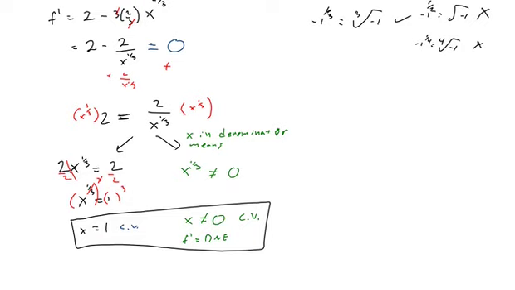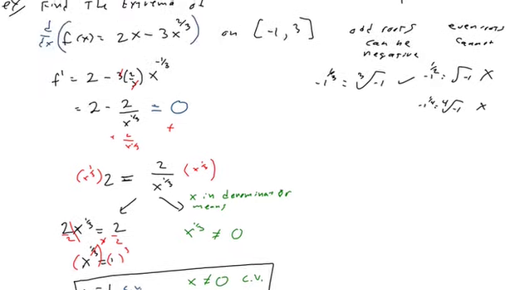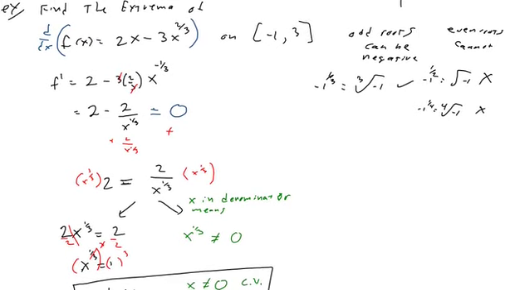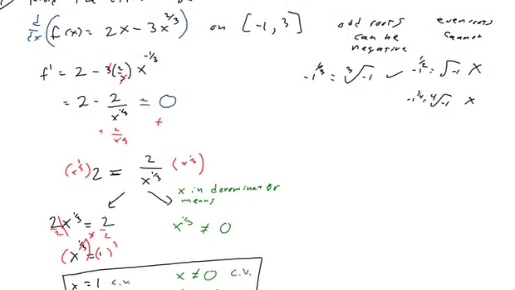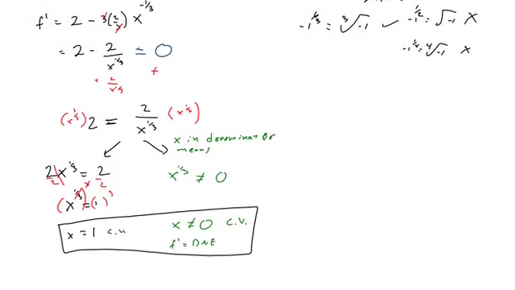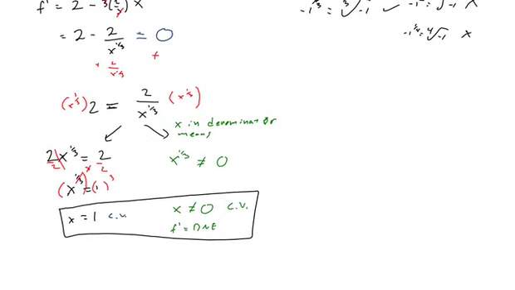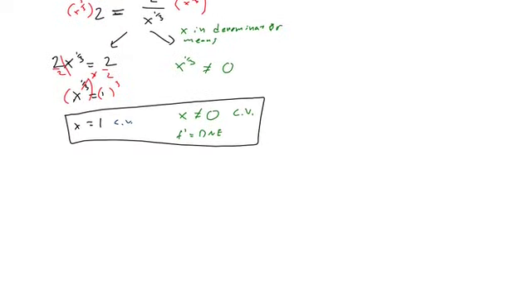I want to check that those critical values are in my range. Yep, that's fine, -1 to 3. 0 is in that range. 1 is in that range. We're good. And now, once we have our critical values, set up our chart. We have our left endpoint, x equals -1. We have our critical value of 0. We have our critical value of 1. And we have our right endpoint of 3. Left and the right, critical value here and critical value here.